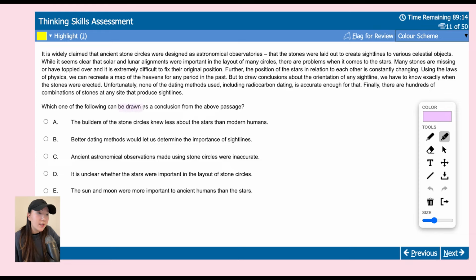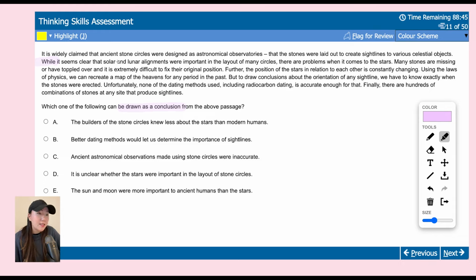So this one is a draw a conclusion question. So I'm going to go through and pick out exactly how you should answer this question. So the first sentence here, it's widely claimed, and then we get the topic sentence introducing what the subject matter is. In this case, it's ancient stone circles and how they might have been used as astronomical observatories. They were used to create sightlines to various celestial objects. We then get the word while. I like that because it then tells me that the author's opinion or whatever is being debated is coming up.